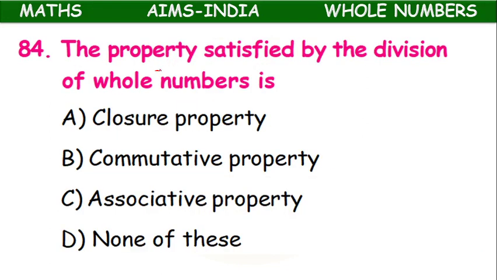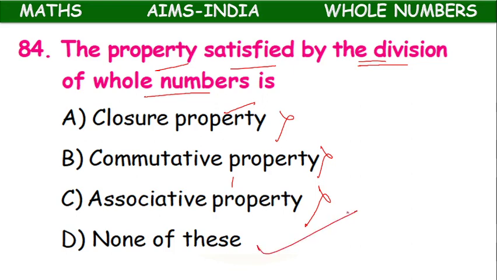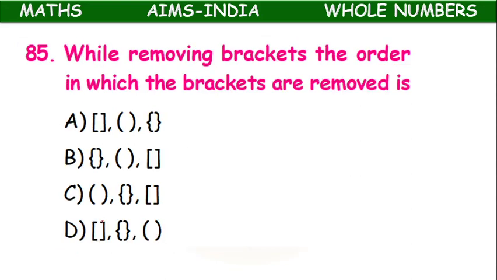Next, the property satisfied by division of whole numbers. Division of whole numbers won't follow closure property, commutative property, or associative property. So none of these, the D option, is the right answer. They won't follow any property.